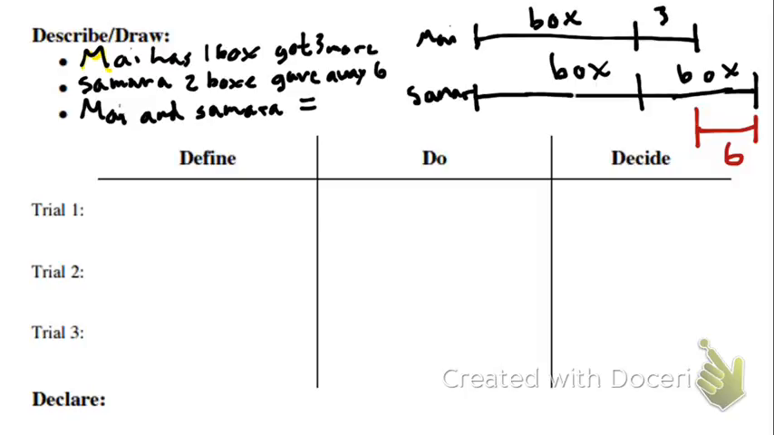For my define, we need to pick out what is the number we do not know. So what we don't know is the number in a box.